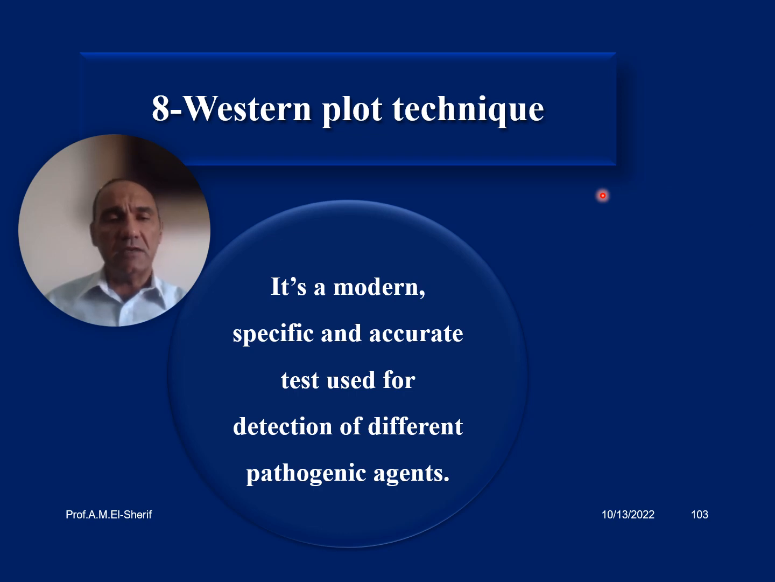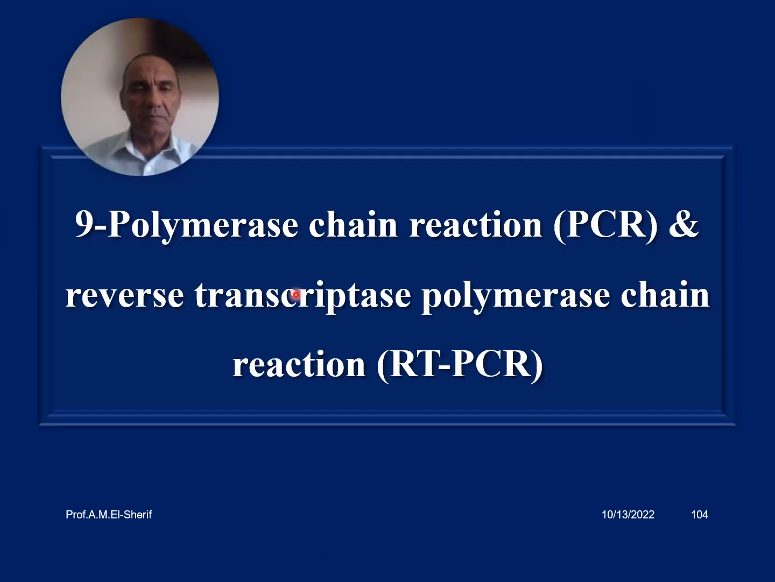Western blot technique. It is a modern, specific, and accurate test used for detection of different pathogenic agents. Western blot technique is used for detection of the different protein bands of the structure of the bacteria, fungi, or the viruses, such as cell wall, nucleus, mitochondria, and different aspects of the cells of the different microorganisms.